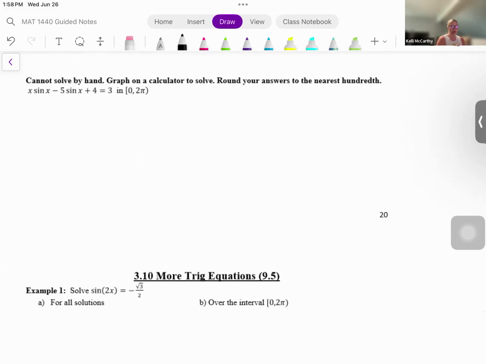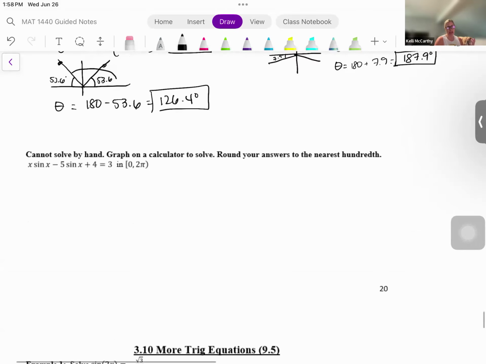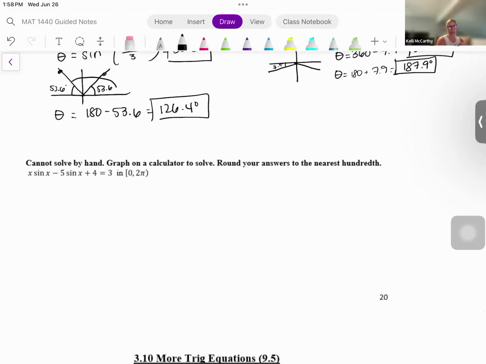And our last example, we're telling you now that we're not going to be able to solve this by hand, so we're going to use a graphing calculator to solve. And this is really not intended to be instructional in terms of this is how you should solve every trig equation, but just to illustrate how we can use a graph to solve equations that we can't solve by hand.